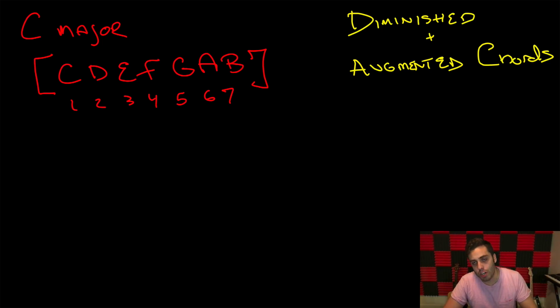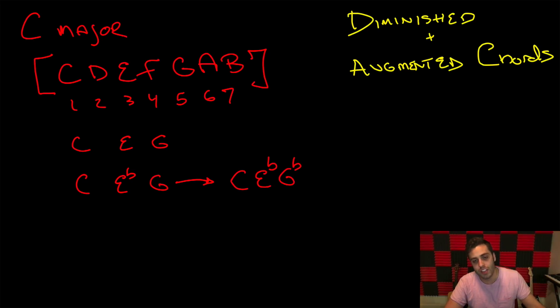So lastly, I want to talk about diminished and augmented chords. So we said that when we have a C major chord, it's the 1, 3, 5, that's C, E, G. And if we wanted to make a C minor, all that we need to do is flatten the 3 and make C, E flat, G. Well, in order to play a diminished chord, we're going to flatten the 5 also. So we would make C, E flat, G flat. And this would be called a C diminished chord.